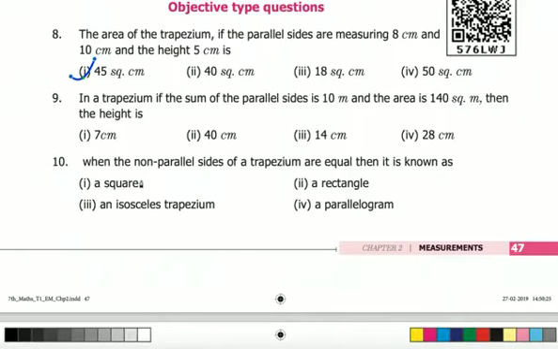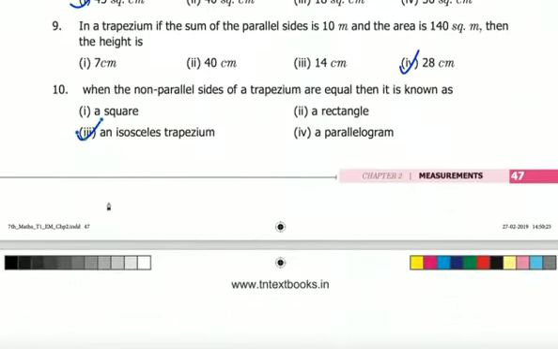In a trapezium, the sum of the parallel sides is 10 meters and the area is 140. Then the height is 28. When the non-parallel sides of a trapezium are equal, then it is known as an isosceles trapezium. Okay.